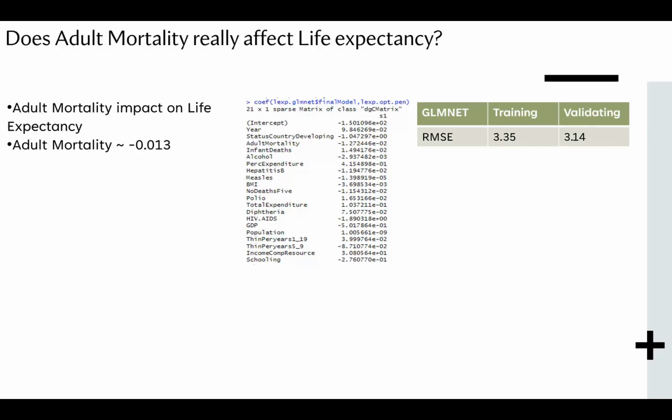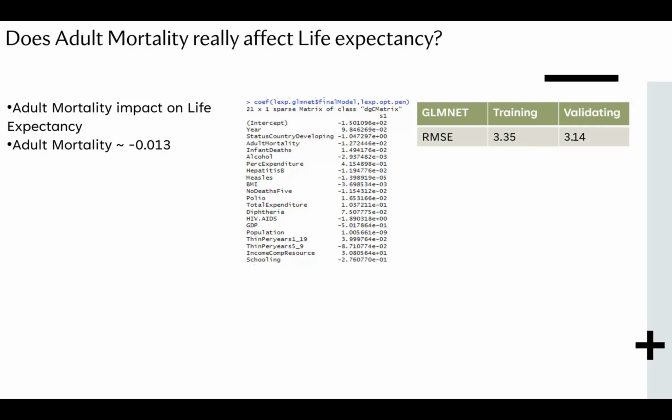Our statistical analysis also revealed a coefficient for adult mortality of approximately negative 0.013. What this signifies is that for every 1 unit increase in adult mortality, we observe a slight decrease of approximately 0.013 years in life expectancy while holding all other variables constant. This finding highlights the importance of addressing and reducing adult mortality as a critical factor in improving overall life expectancy. While the effect may not be dramatic, it highlights the significance of public health intervention and policy aimed at mitigating the impact of adult mortality on a population's life expectancy.